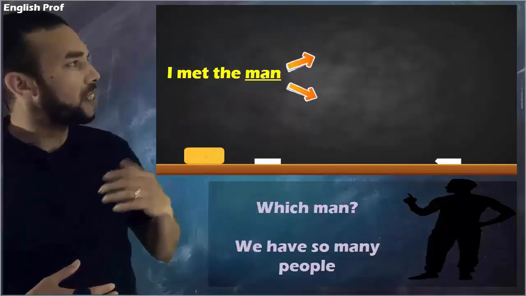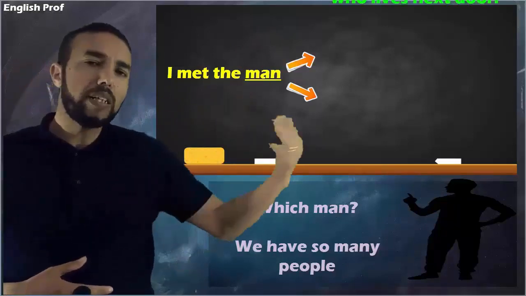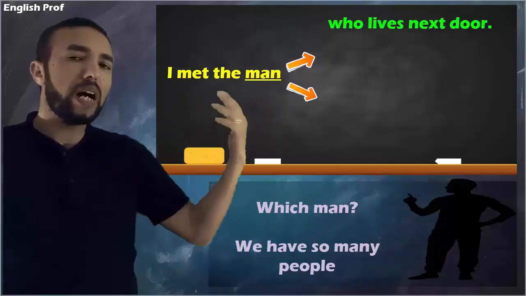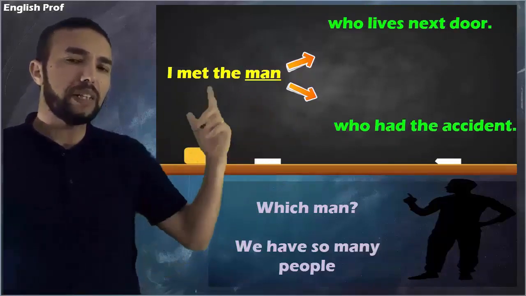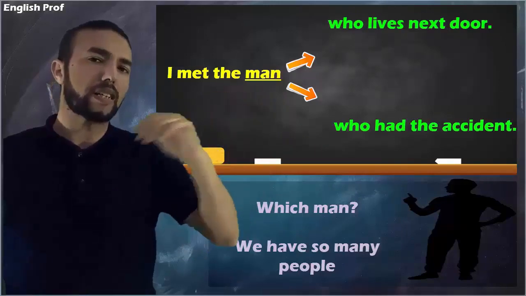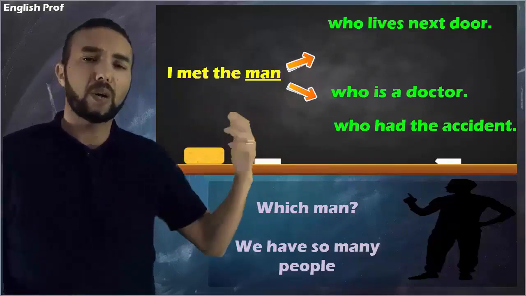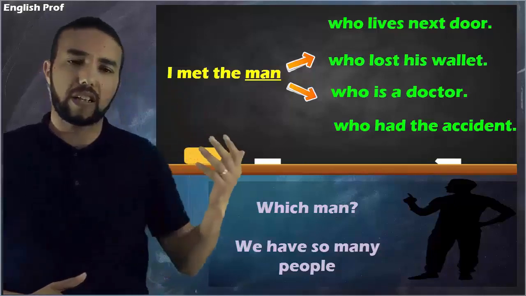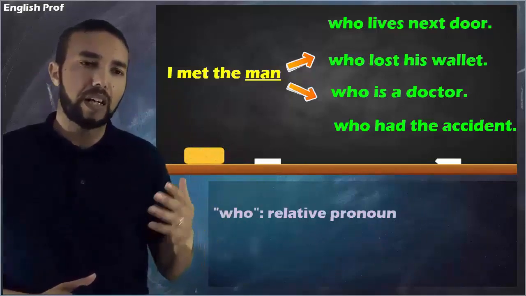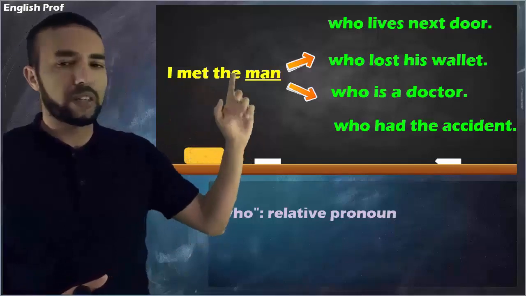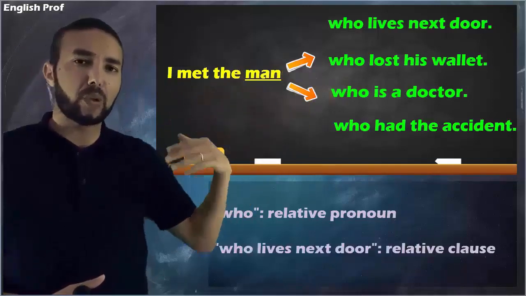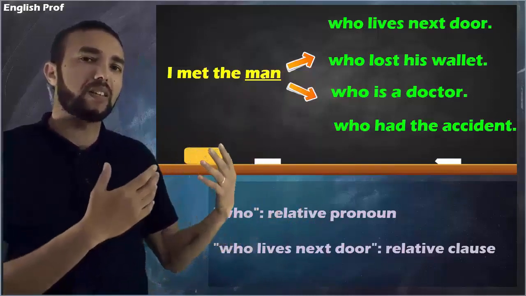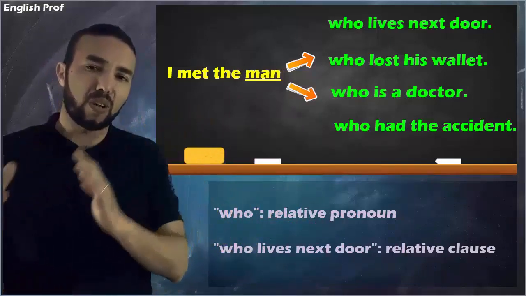For example, I could say, I met the man who lives next door. Or the man who had the accident. I met the man who is a doctor. I met the man who lost his wallet. Here, who is a relative pronoun, and the clause, for example, who lives next door, or who had the accident, or who is a doctor, these are called relative clauses.